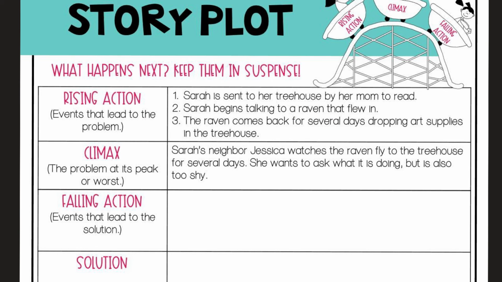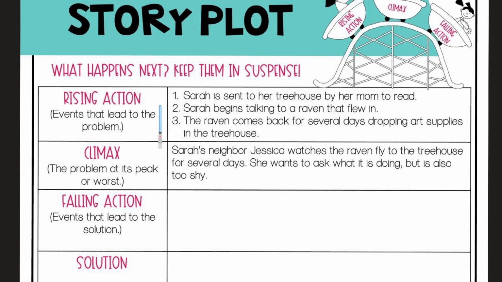Okay, guys, we're going to do 2 more, and then that's all we're going to do today. Your story needs to have a plot. What happens next? Keep your readers in suspense. The plot is what's happening, okay? The events of the story. And a good story is going to have rising action. So that's the events that lead up to the problem. The climax, and that's when the problem is at its peak or its worst. And then the falling action is events that lead to the solution. And then you have your solution.